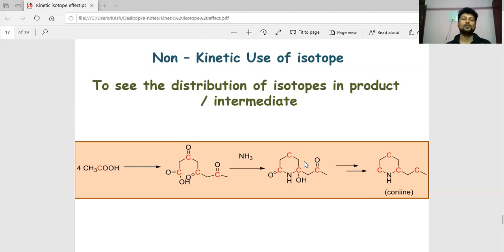For such cases, what we do is incorporate an isotope in a specific position of the starting material and perform the reaction. Ultimately, we will see the final product and the distribution of the isotope in the molecule. Like here it is written, the carbon of the COH group is distributed in different portions of the conene molecule. So we can well understand, and from here we can predict the course of the reaction for a natural product.